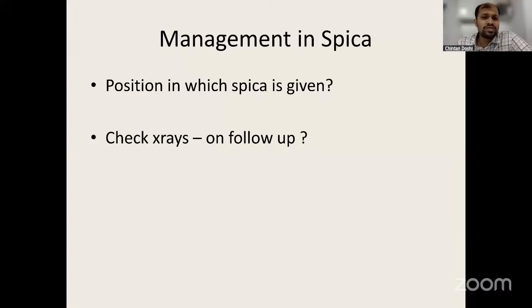So management in spica also covers the topics of how to give the spica and what position the spica should be given in, how early you would do check X-rays, and how often you repeatedly check X-rays on follow-up. So spica position is dependent on what the fracture is. If the fracture is in the proximal third of the femur, there is a force on the lesser trochanter of flexion and abduction. So the proximal femur goes into flexion and abduction.